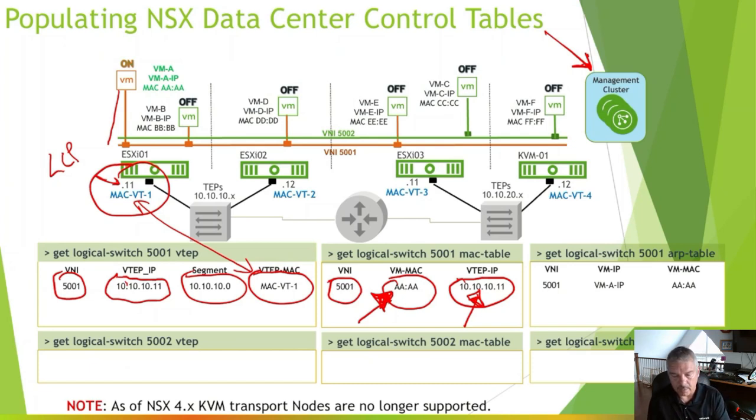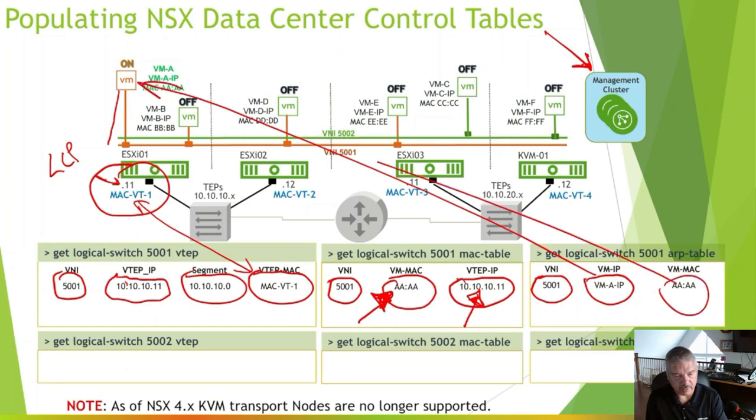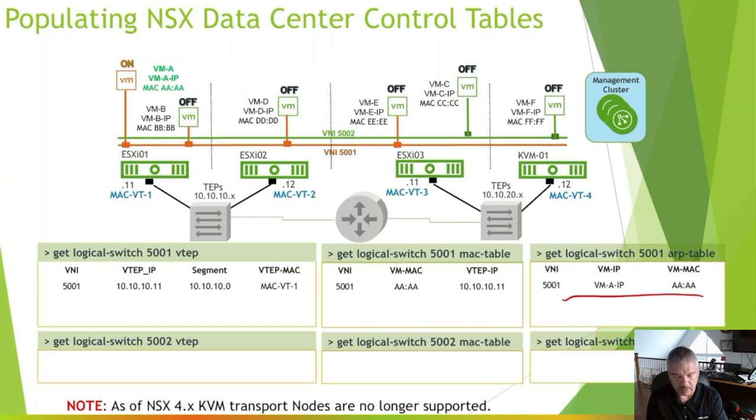And last but not least, we do an ARP report, an IP report, which will populate the ARP table with 5001, the VNI, the IP address of the VM, and the MAC address of the VM. So this is what we should expect to see. If I don't see this, then I hit the brakes and figure out what's wrong, okay?